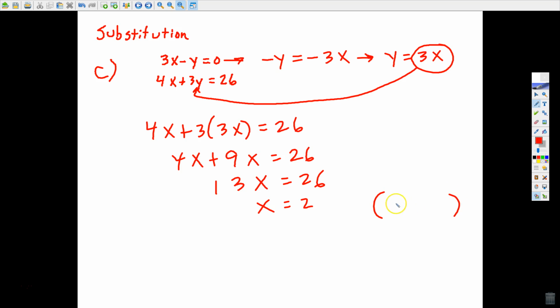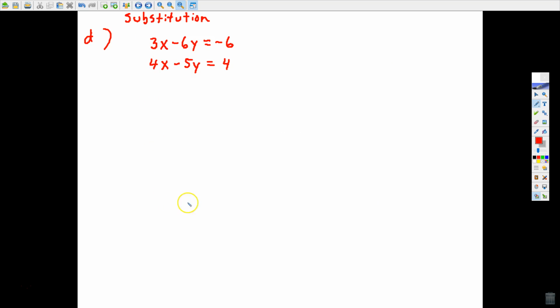So we got half of our answer. It's going to be an ordered pair. X is 2. I already have this equation set up for y. All I have to do is drop 2 in for x. 3 times 2 is 6. So my answer is x is 2, y is 6. Okay, I've got one more substitution, and then we'll take a look at elimination.